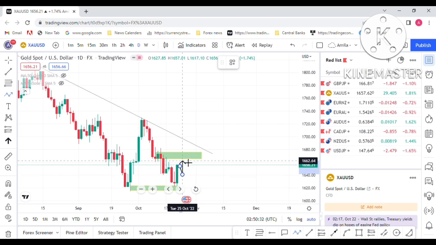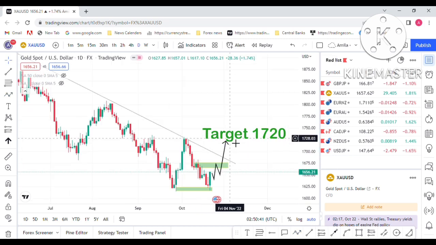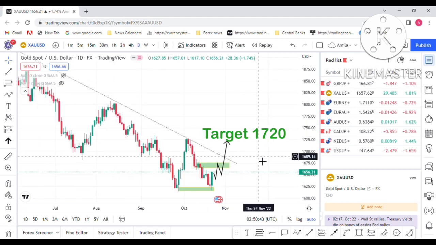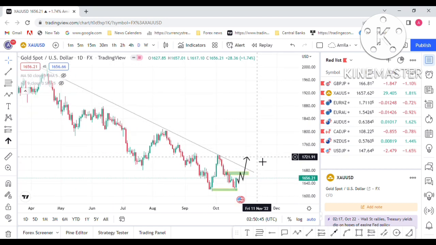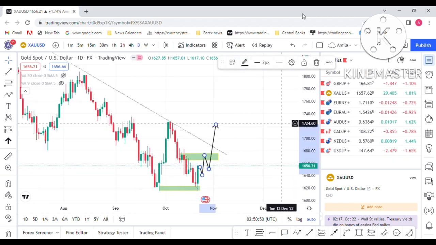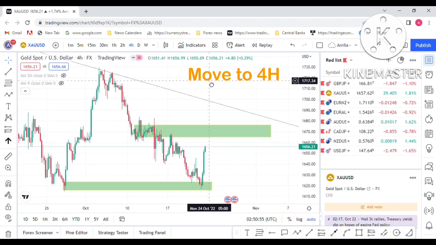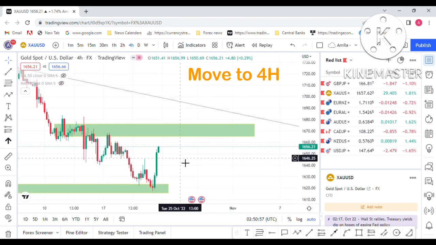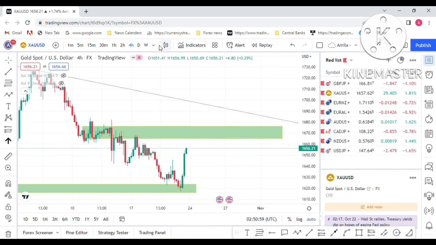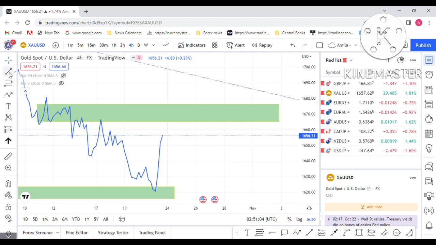I marked two zones in green color. I am forecasting price will create a higher high like this. Below, there is a good candlestick pattern, an evening star candlestick pattern on the daily time frame. It created a bullish candlestick. Okay, now I move to the 4-hour chart for a clearer picture, and I have also moved to the line chart for a clear picture.